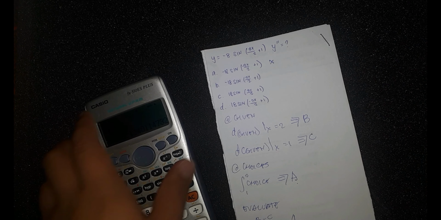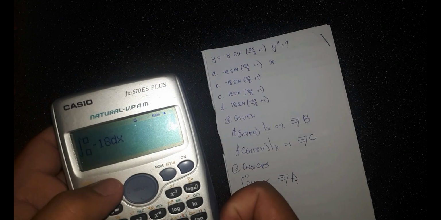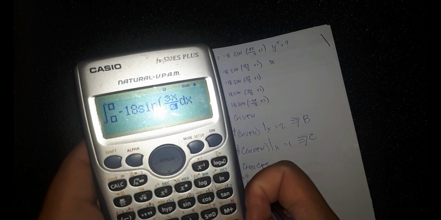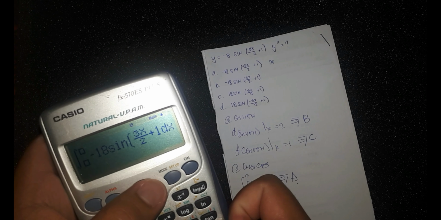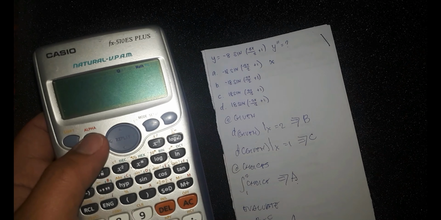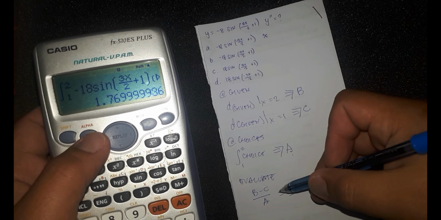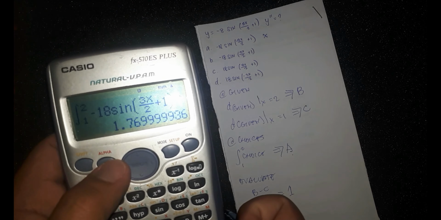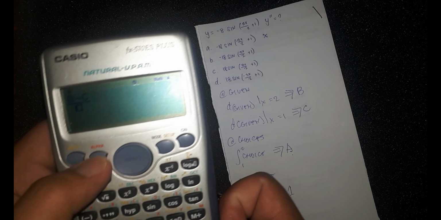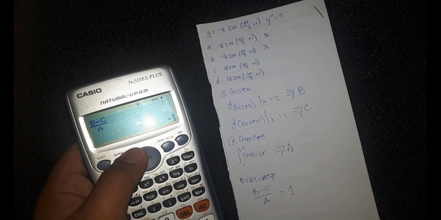Let's go to B. Integral ng negative 18 sine 3x all over 2 plus 1 with lower limit 1, upper limit 2, and store A. Then again, let's evaluate B minus C all over A if it is equal to 1. Alpha B minus alpha C all over alpha A, negative 1. So it's not the correct answer. B is not the correct answer.